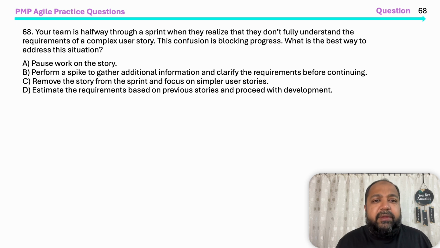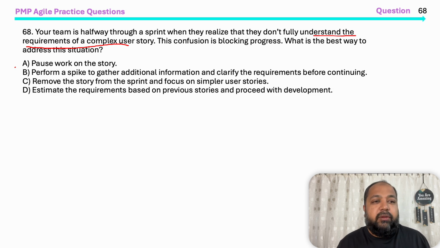Your team is halfway through a sprint when they realize that they don't fully understand the requirements of a complex user story. Okay, maybe the PO should help. I'll have to figure out. This confusion in the backlog is blocking progress. What is the best way to address the situation?